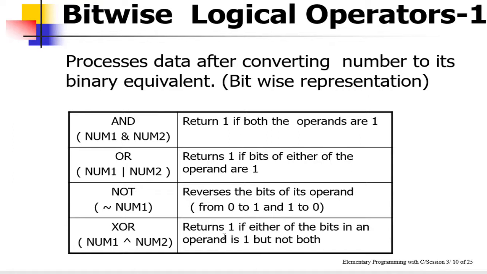And the last one is the exclusive OR, and this one will return 1 if either of the bits in an operand is 1, but not when both of them are 1s. That is the case it is excluding. So in order to understand this, let's switch over to Microsoft Excel so that I can illustrate.